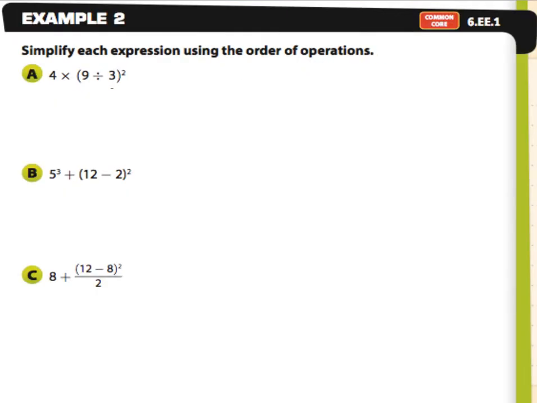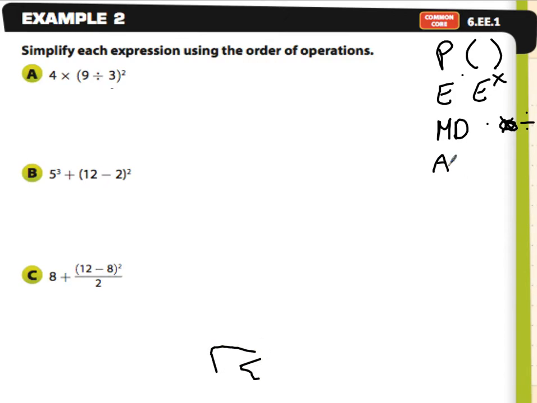All right, so now we are going to include those parentheses. So we'll have parentheses, we will have exponents, we will have multiplication and division, and I just drew 2 multiplication signs, and we will have addition and subtraction. Okay?